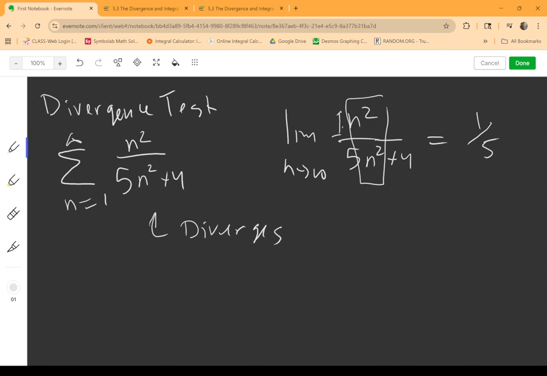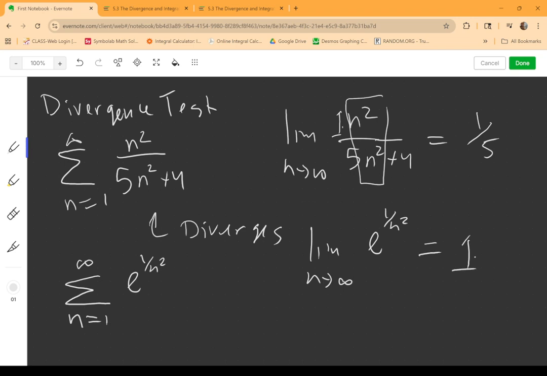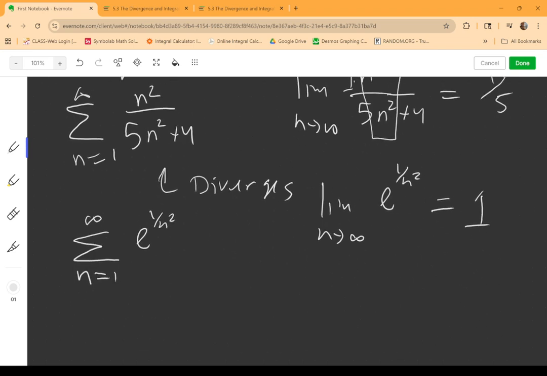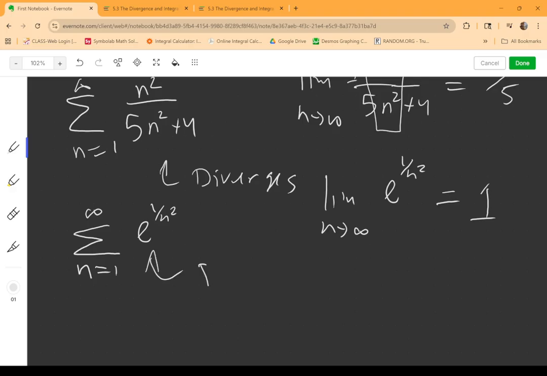All right, and then the same thing here. Let's take a look at another example. The sum from n equals 1 to infinity of e to the 1 over n squared. It says again, just focus on the limit of the terms of the sequence, not the series itself. So as n goes to infinity, this fraction is going to 0, but e to the 0 is going to 1. Again, a finite value. So what that tells me is that this diverges.